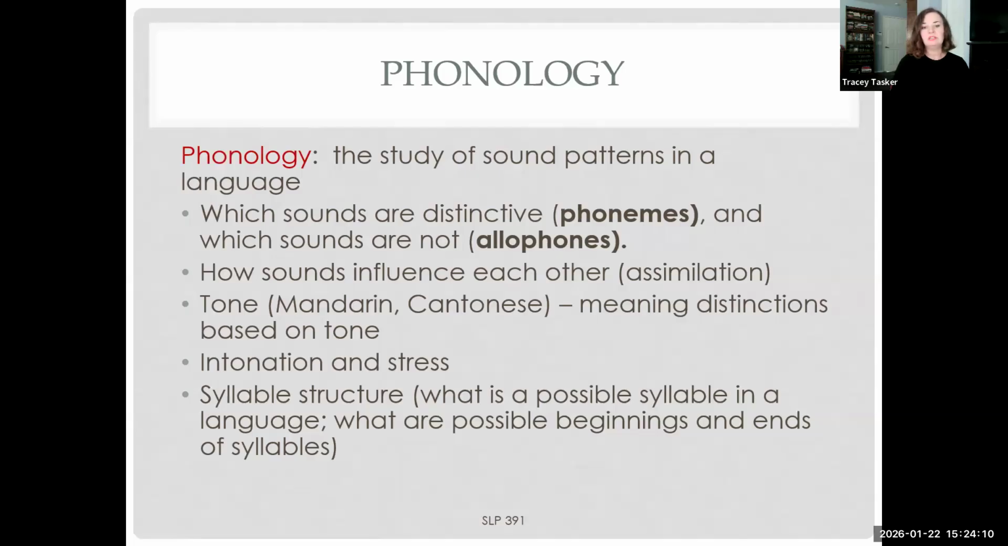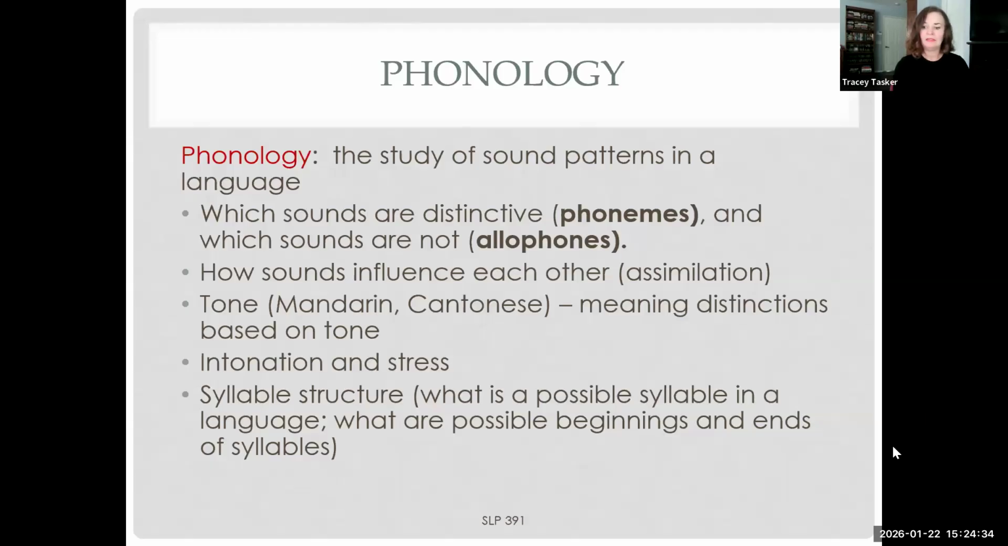So phonology is the study of sound patterns in a language. And sorry, guys, I'm just going to stop this for 1 second. Okay, let me go back to my slides because I'm not sure you can see that. Okay, now I'm back.